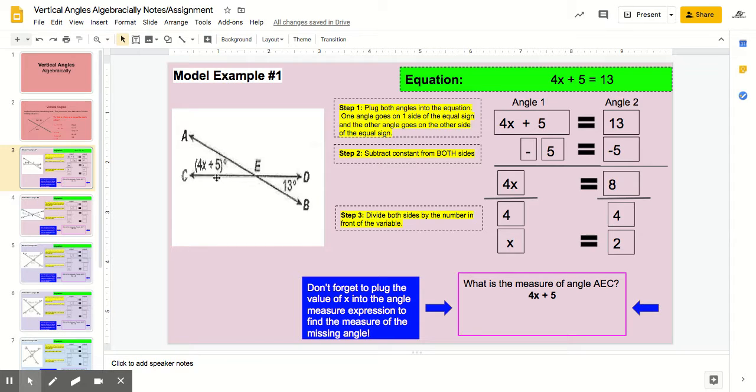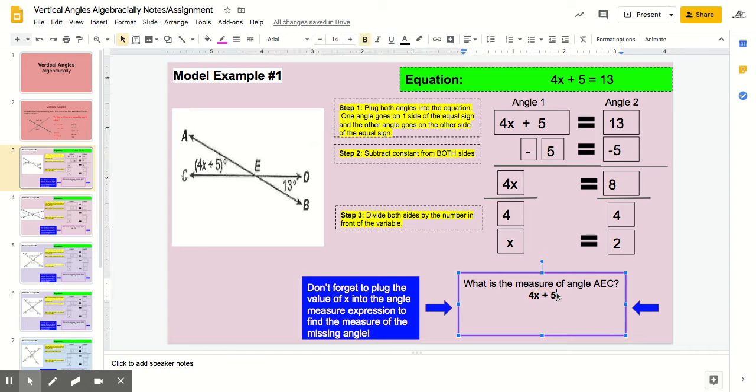But I don't know what this angle is equal to. I have to take that value of x and plug it in to the angle measure 4x plus 5. So instead of writing that variable x, I'm now going to plug in the value of x, which we just determined was 2. And then I'm going to simplify this. Remember, we have to follow our order of operations here. So I first have to multiply 4 times 2, which is 8. And then I have to add 8 plus 5, which is 13. So the measure of that missing angle is 13 degrees.